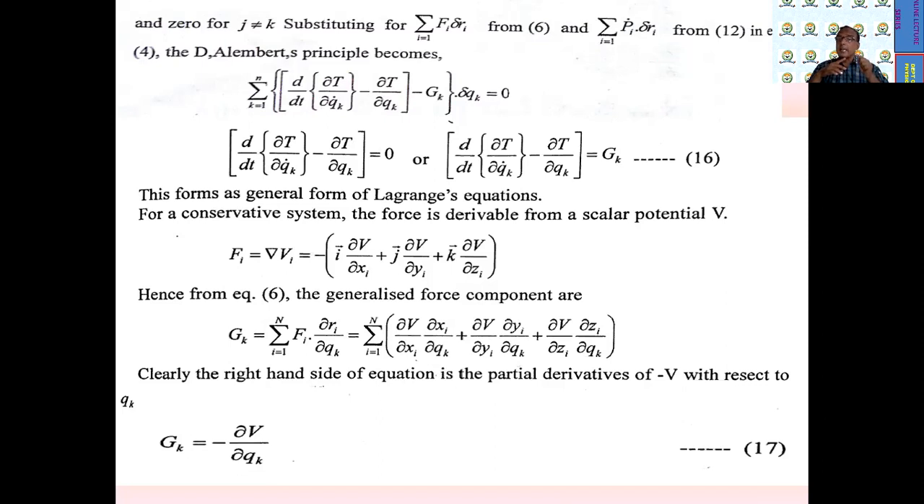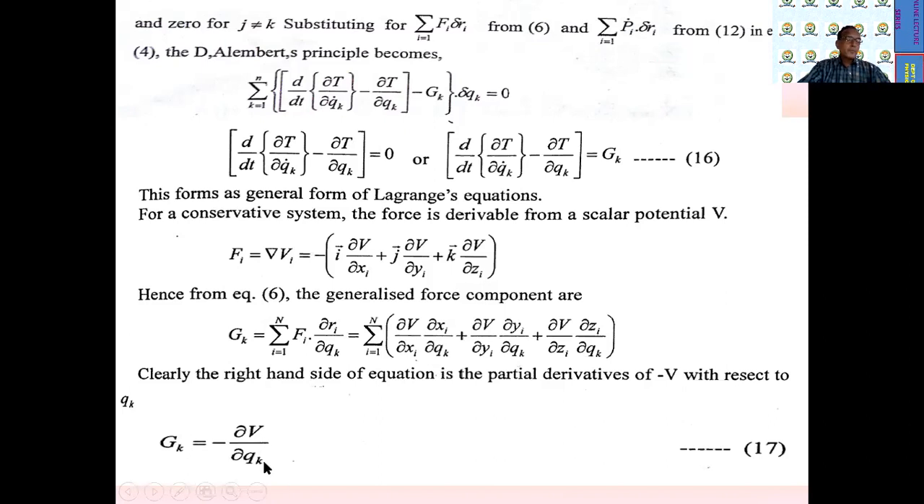in this case Qk, the generalized components, may be written as summation i goes from 1 to n, Fi dot ∂ri/∂qk. From the above equation it is summation i goes from 1 to n of ∂V/∂xi into ∂xi/∂qk plus ∂V/∂yi into ∂yi/∂qk, and similarly for the z components. Clearly, the right hand side of the above equation is nothing but the partial derivative of the potential, that is minus V, and therefore the generalized force can be written as Qk equals minus ∂V/∂qk.